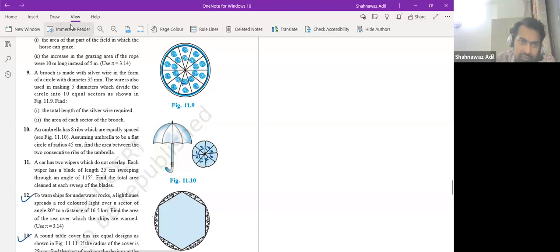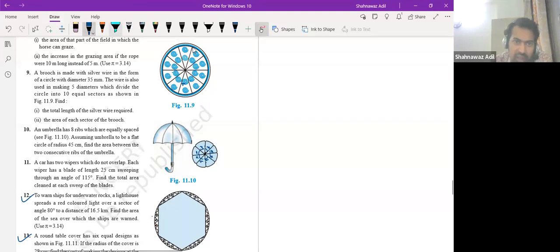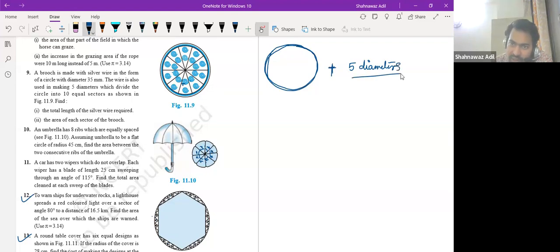So what have we done? They have made a circle first, right? And then they have made the five diameters. So the silver wire is first used to make the circle, and then it is also used to make the five diameters, right? So in the first question, we have to find the total length. So the total length would be how much, guys?